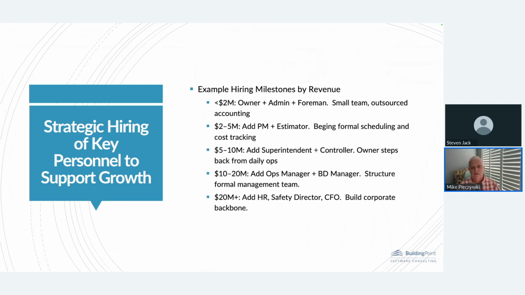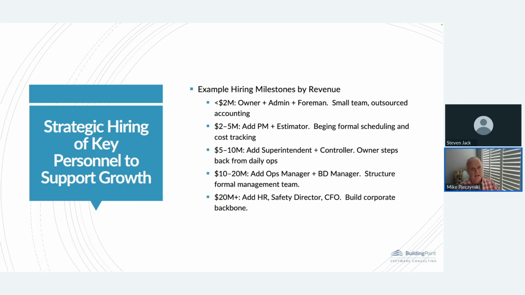As we look at hiring, there are levels of growth, and I think of these as stair steps. It's difficult to get across these stair steps successfully, and some companies don't. When we're starting out, we're bumping up against about $2 million in gross annual revenue. It's probably the owner, maybe an admin, maybe not, and probably a foreman. It's a small team, and you're outsourcing accounting. The key thing is that the owner is also an operations person and is doing everything. That's not sustainable, but that's where it starts. That's where it started for all of us.